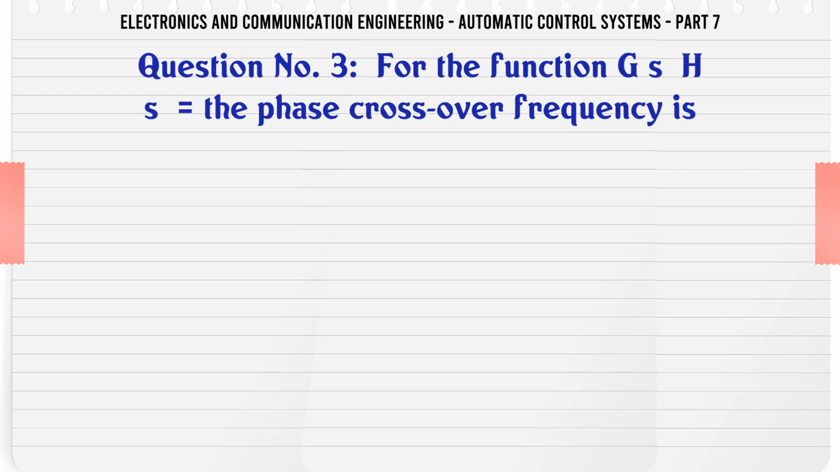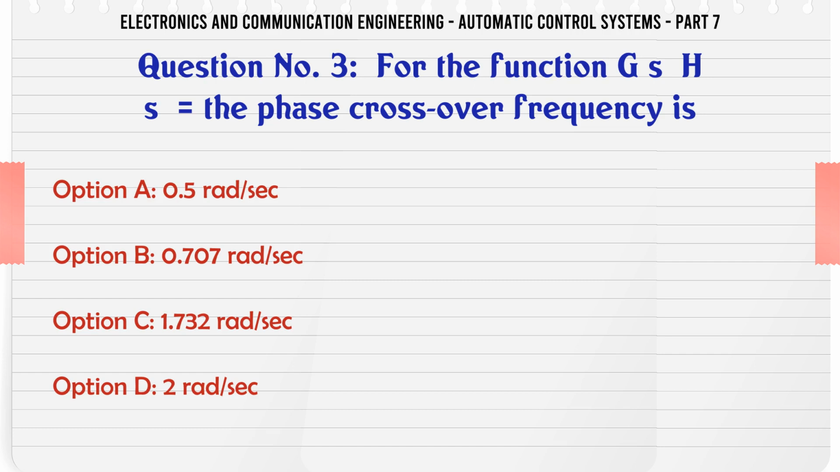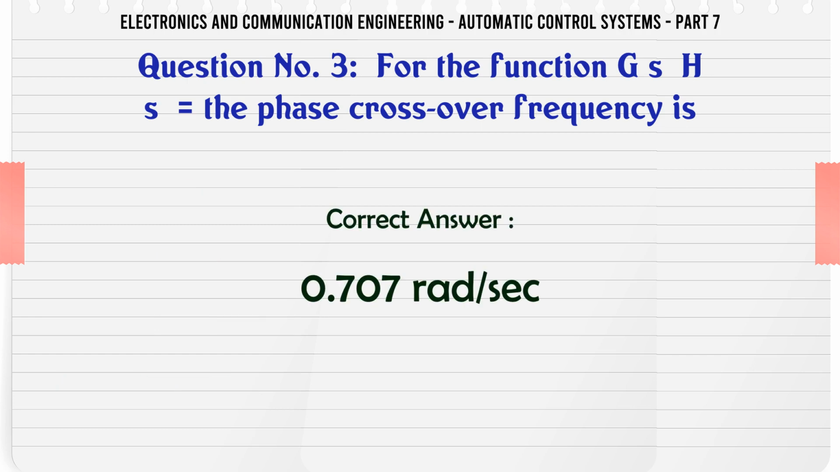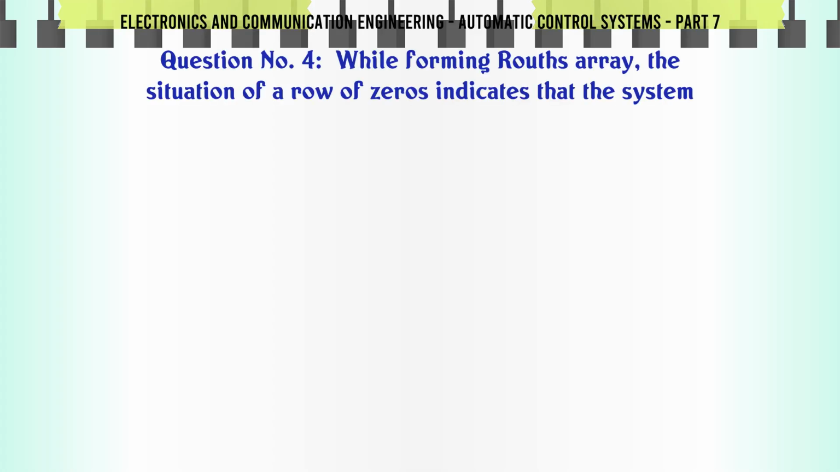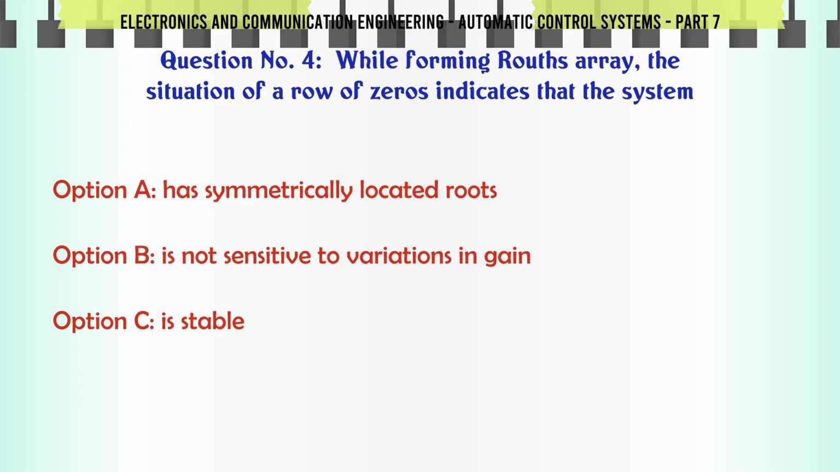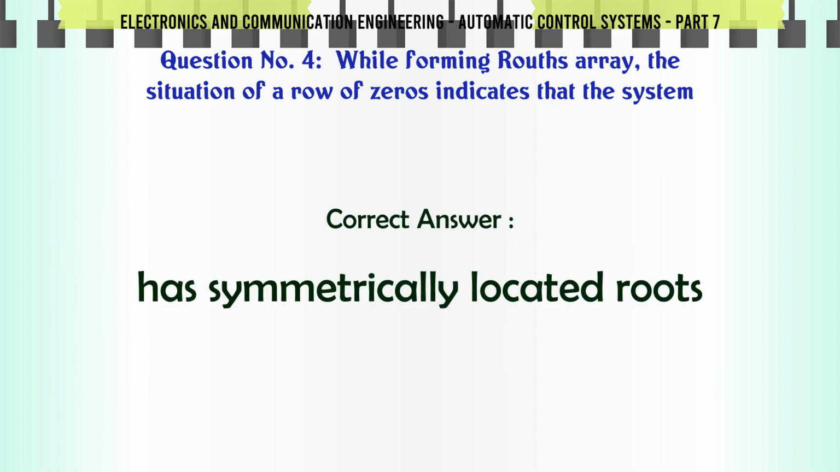For the function G(s)H(s), the phase crossover frequency is A: 0.5 rad/sec, B: 0.707 rad/sec, C: 1.732 rad/sec, D: 2 rad/sec. The correct answer is 0.707 rad/sec. While forming Routh's array, the situation of a row of zeros indicates that the system A: has symmetrically located roots, B: is not sensitive to variations in gain, C: is stable, D: is unstable. The correct answer is has symmetrically located roots.